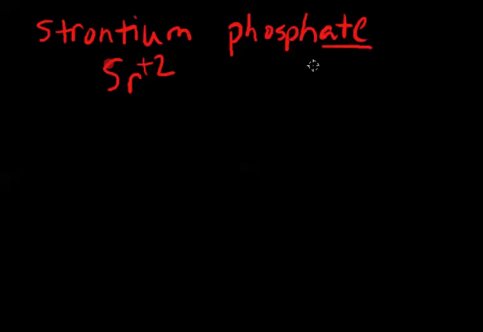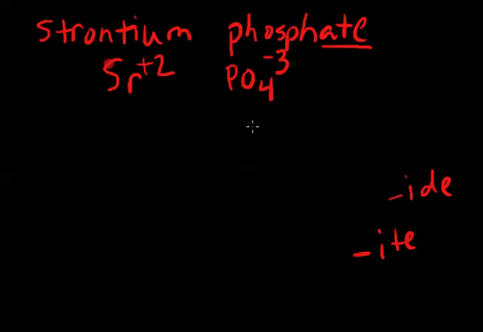Now if you look, phosphate ends in ATE. Most of the polyatomic ions either end in ATE or they end in ITE. You've got a lot of ates and a lot of ites. Most of the simple negative ions, the monoatomic ions, end in IDE. So this ends in ATE, so it's going to be a polyatomic ion. You look on your ion sheet, and phosphate is PO4, and this has a charge of -3.